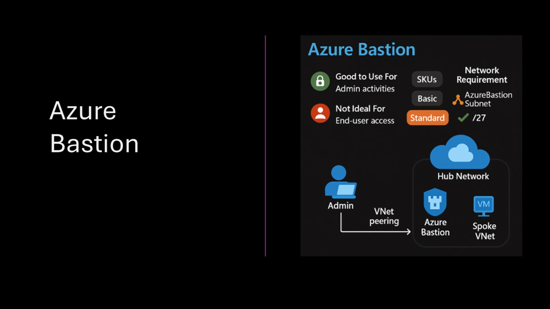You don't need a jump server. You don't need to manage NSGs to allow port 3389 or 22. Bastion abstracts all of that for you. You should use Azure Bastion when you need secure browser-based administrative access to your virtual machines without exposing them to the public internet. It's built specifically for admin tasks in secure environments where maintaining a private IP space is essential.